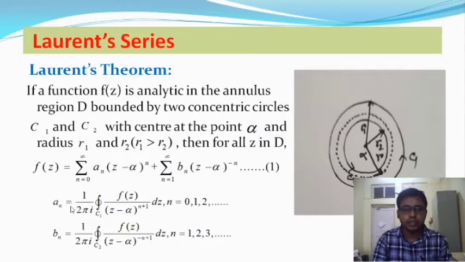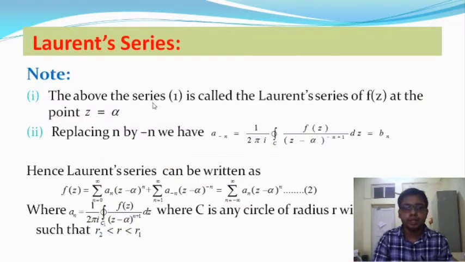Here a_n is equal to 1 by 2 pi i closed integration over C1 of f of z by (z minus alpha) to the power n plus 1 dz, where n is equal to 0, 1, 2 and up to infinity, and b_n is equal to 1 by 2 pi i closed integration over C2. So here is the circle, this is C2, and in the first case there is a circle which is C1. C1 is bigger than C2, and C2 lies wholly within C1. Therefore b_n is equal to 1 by 2 pi i closed integration over C2 of f of z by (z minus alpha) to the power minus n plus 1 dz, where n is equal to 1, 2, 3 and up to infinity. Then the series 1 is called the Laurent series of f of z about the point z equals alpha.